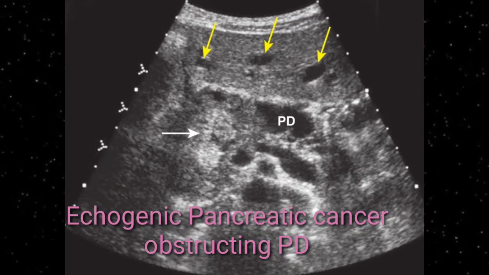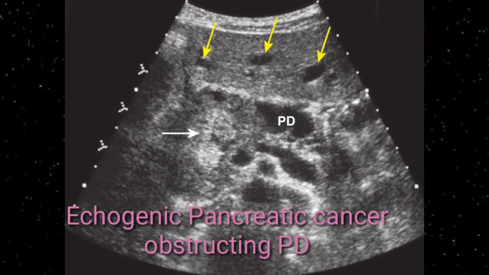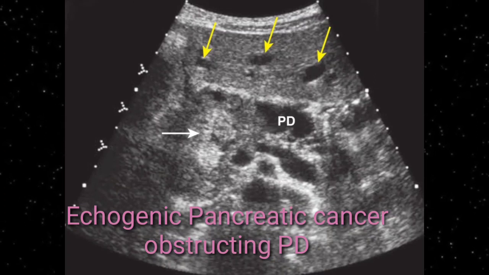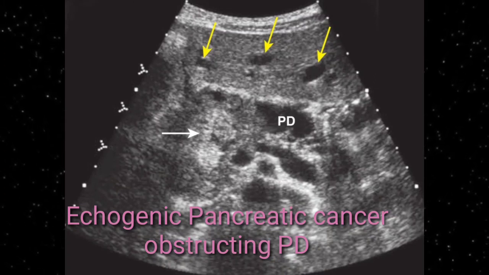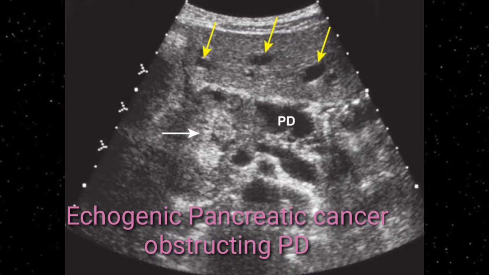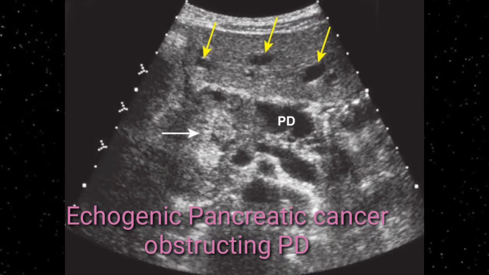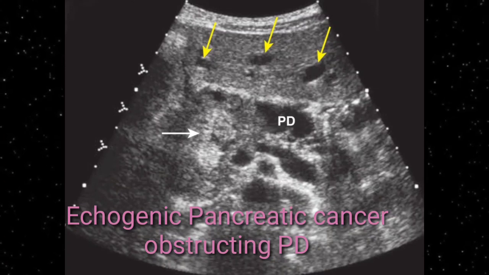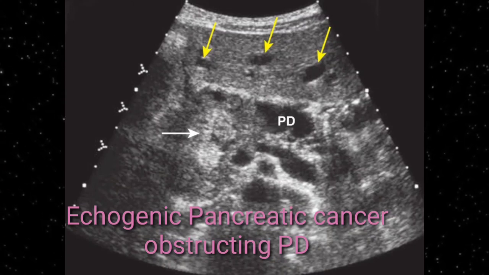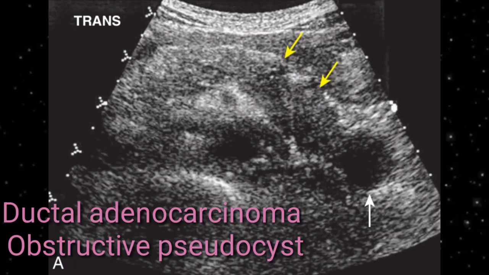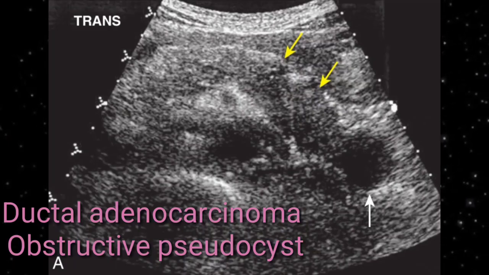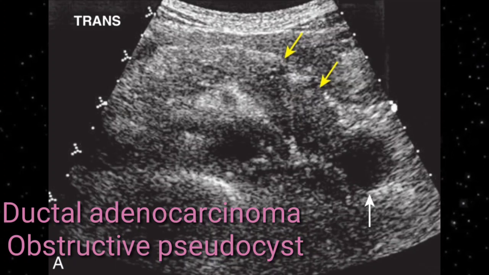PD stands for pancreatic duct. The intrahepatic duct dilatation is manifest as dilated minor ducts, which is shown by the yellow arrow. So this is a rare form of the echogenicity of pancreatic cancer. This is mainly an echogenic pancreatic carcinoma. This slide shows an obstructive pseudocyst caused by pancreatic ductal adenocarcinoma.